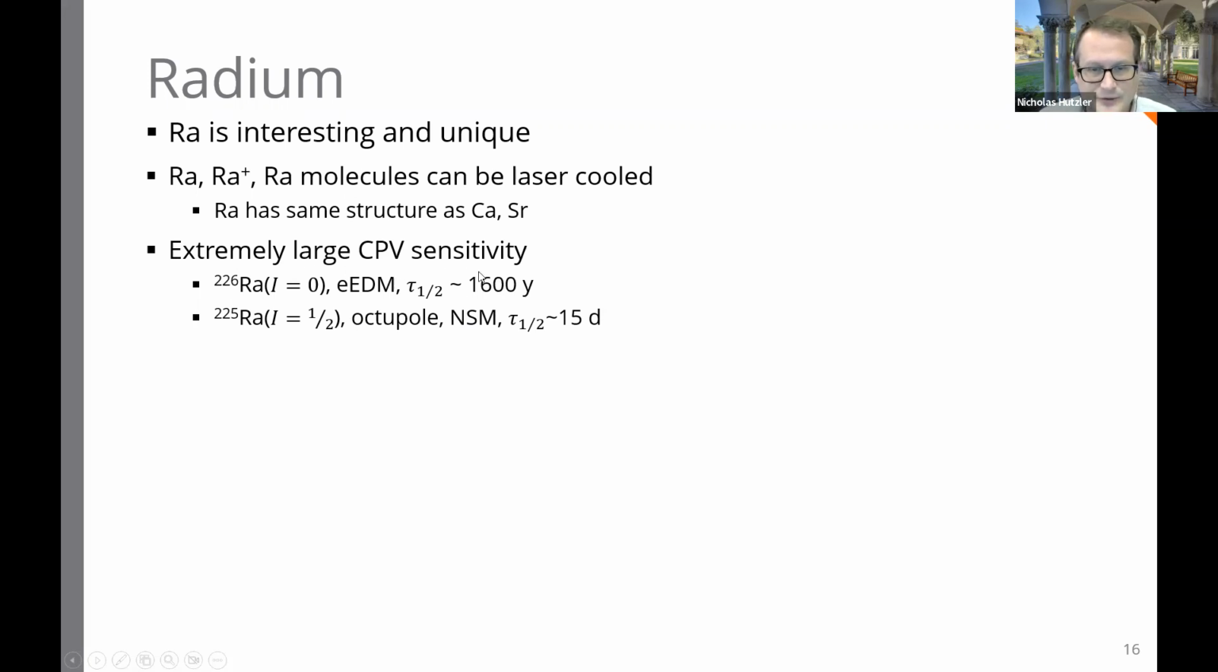So even the longest lived isotope, which is the one you'd use if you want to do an EDM experiment, is like 1600 years. So it's definitely long enough to work with in the lab, but it's dangerous. If you want a spinful isotope like radium-225 to do a nuclear Schiff moment experiment, now you're talking about a couple weeks. So it's getting tricky.